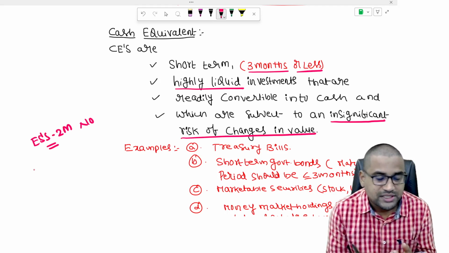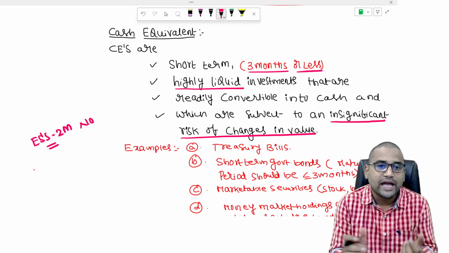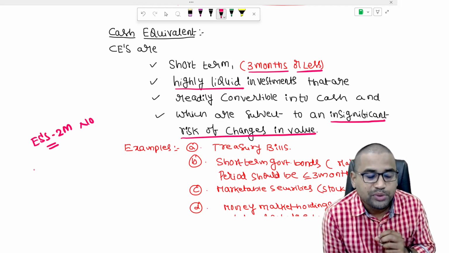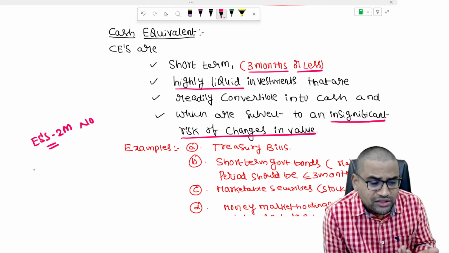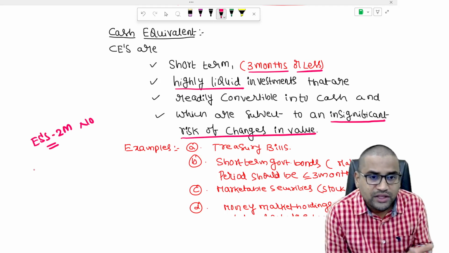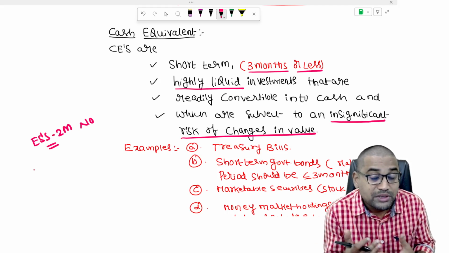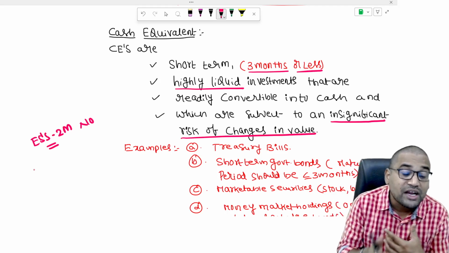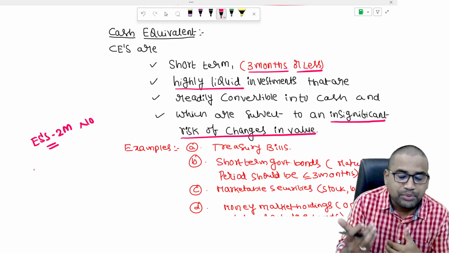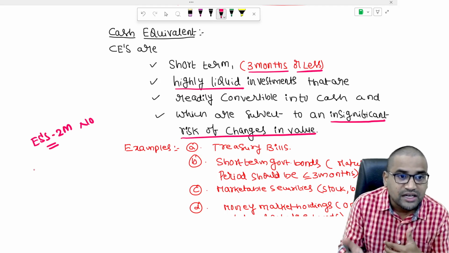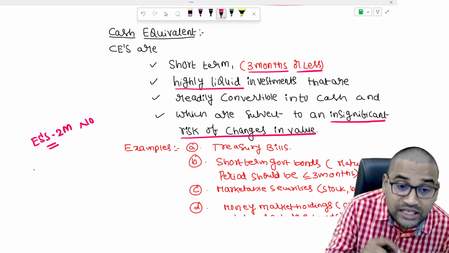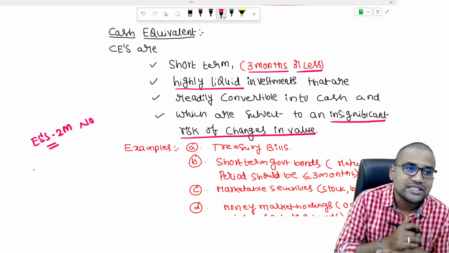Because nowadays we are seeing in the stock market, there is no guarantee. Suppose I invested 1 lakh rupees. Within a short span of time, that 1 lakh may become 50,000 or that 1 lakh may become 1,50,000 also. We don't know. So that means the principal is subject to significant risk of change in value. Either appreciation or depreciation, there is a significant risk of change in value. Then that way you should not consider it as cash equivalent.